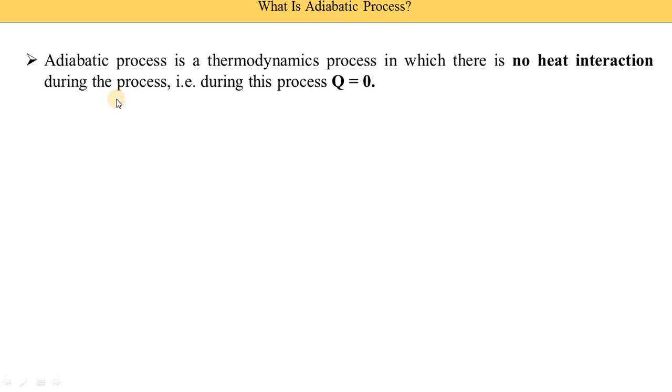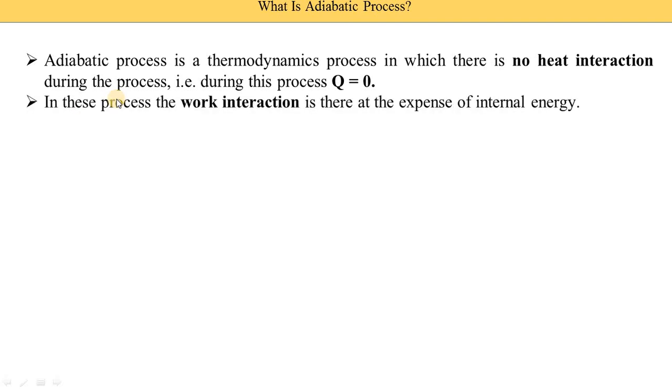So heat is denoted by the Q. No heat interaction means that Q is equal to 0. Means heat is not supplied to the system and heat is not rejected from the system. That means the Q is equal to 0. For making any system adiabatic, we need to do the proper insulations to the system.